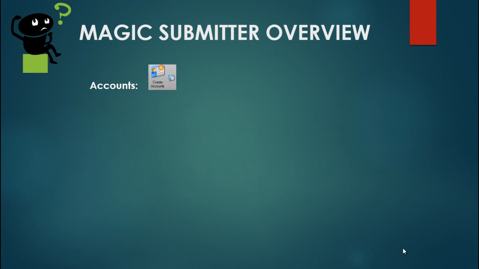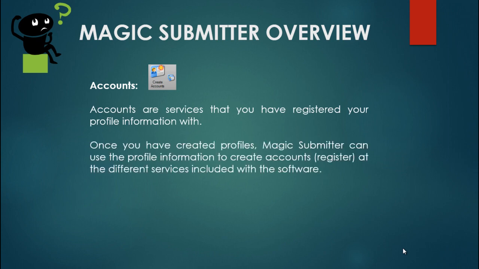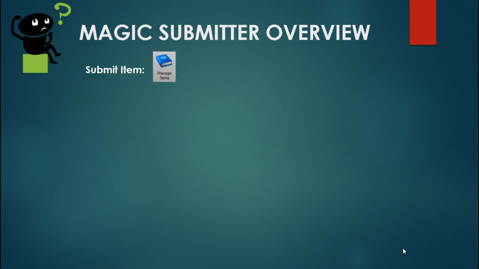Next, we've got accounts. You can see from this, the accounts icon is a contact form and it's got create accounts written underneath it. Accounts are services that you have registered your profile information with. Once you've created profiles, Magic Submitter can use the profile information to create accounts at the different services included within the software.